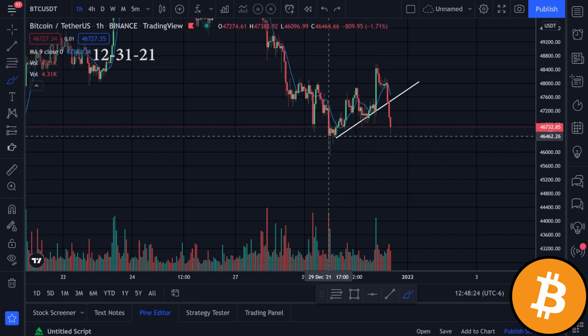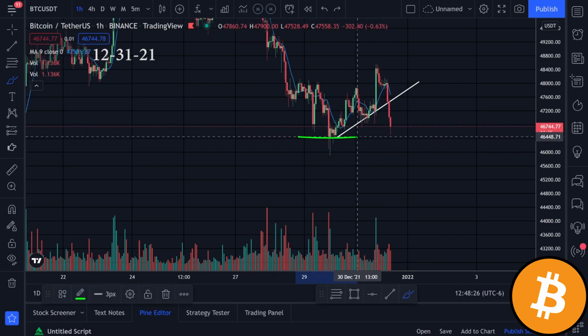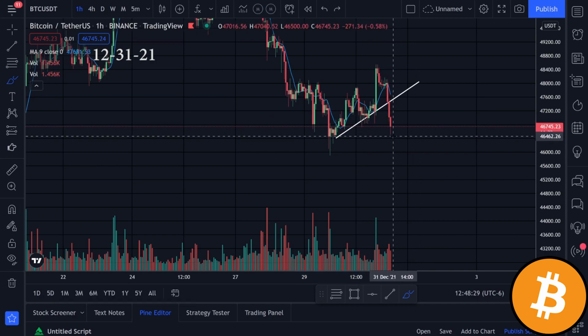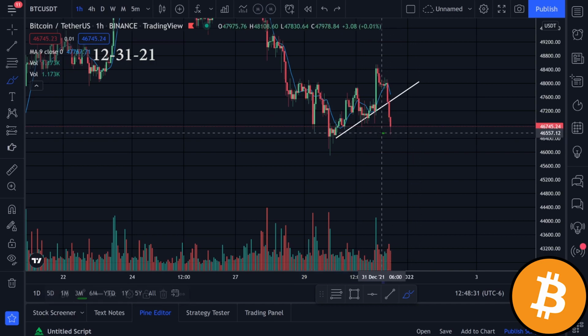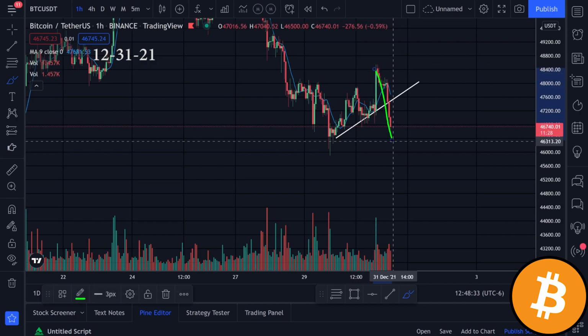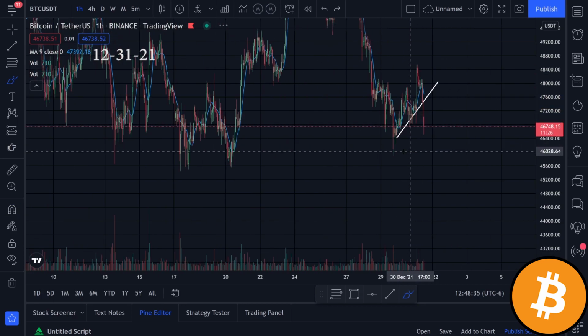This bottom right here is at around 46,462. It looks like we already kind of wicked down to 46,500, but in general it does look like we're trending down. So that's why I was kind of curious.